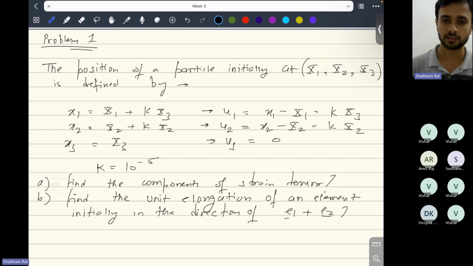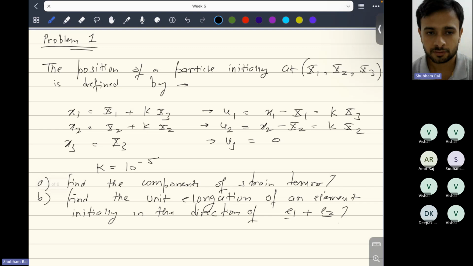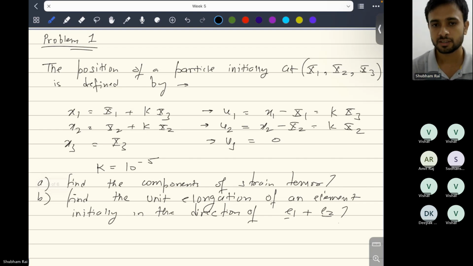The position of the particle as a function of the reference configuration is given to you, and then you have to find out the components of the strain tensor. I have written the displacement vector. Once you have the displacement vector, you can calculate the displacement gradient, and once you have the displacement gradient, you can find the strain tensor because it is half of the displacement gradient plus the displacement gradient transpose. So please find the strain tensor.